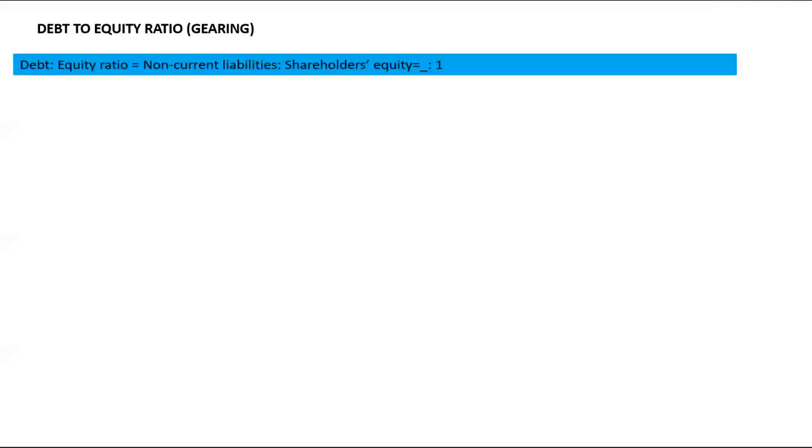Then we've got debt to equity ratio. Debt to equity ratio, we are going to use this formula here. Anyone that watched the videos, what did I say debt to equity ratio is? Especially the first video. What is debt to equity?